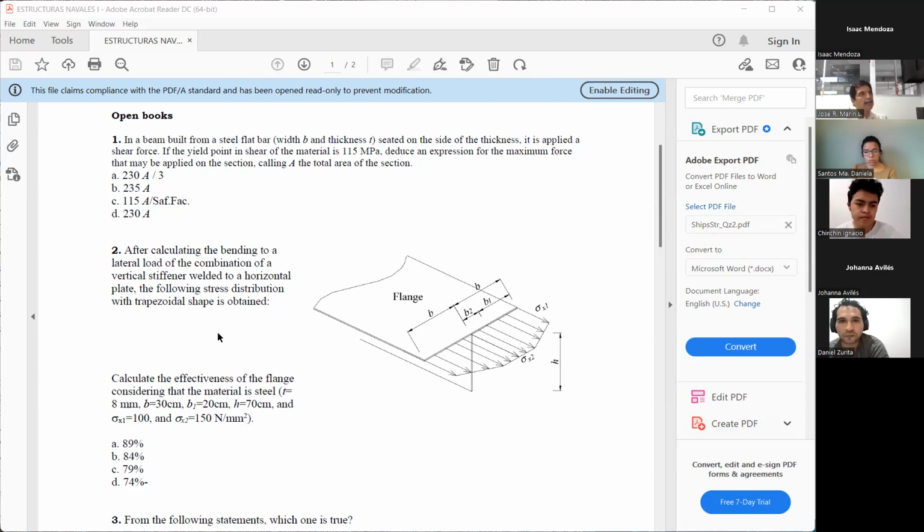Okay, so how did you solve this problem, Mr. Chinchin? First, calculate the area of the normal stress. Okay, and then? Divided by the sigma max. Yeah, and what's the value of sigma max? 150 Newton over millimeter square. Yeah. Okay, thank you.